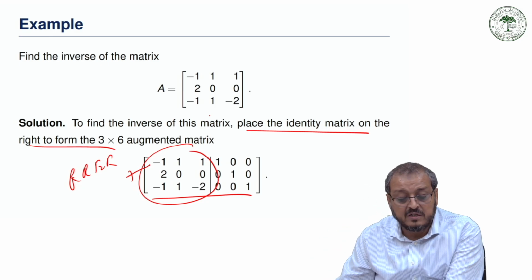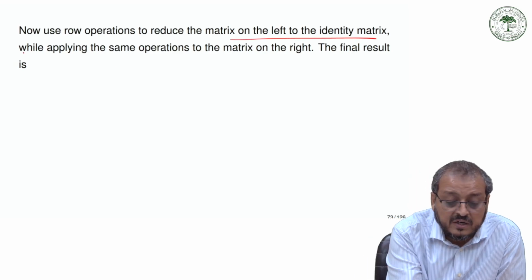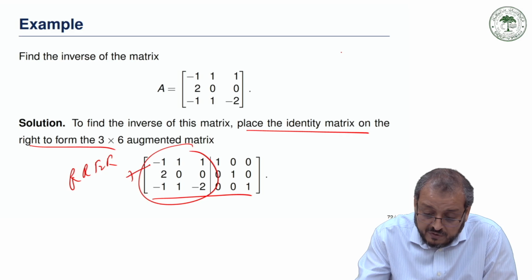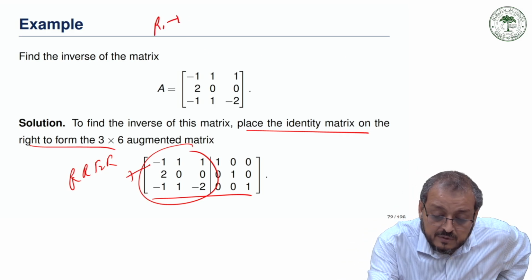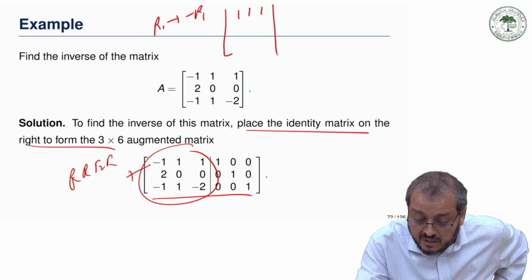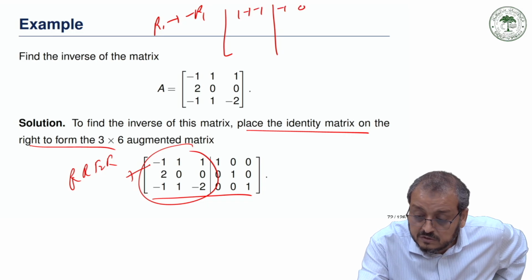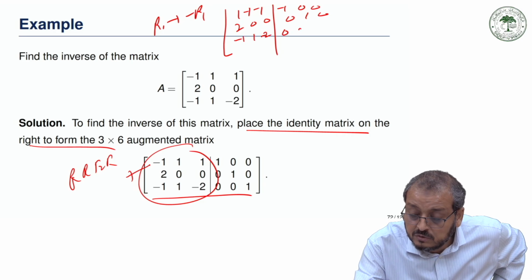So now use the operation to reduce the matrix on the left hand side to the identity matrix by applying the same operation to the matrix on the right. For example, I replace R1 by minus R1. So R1 is in the form of 1 1 1, sorry, minus 1 minus 1 minus 1, 0 0, and you have 2 0 0, 0 1 0, then you have minus 1 1 2 minus 2, then 0 0 1.